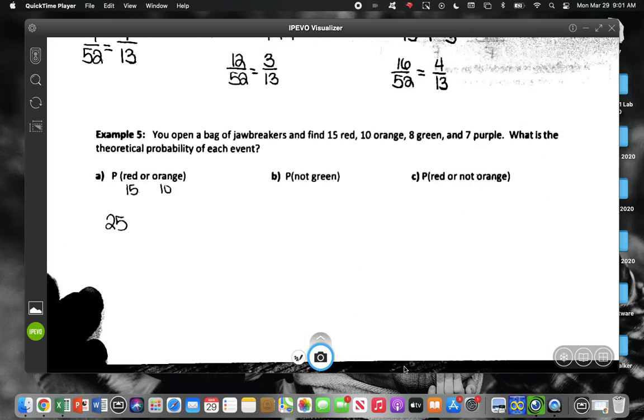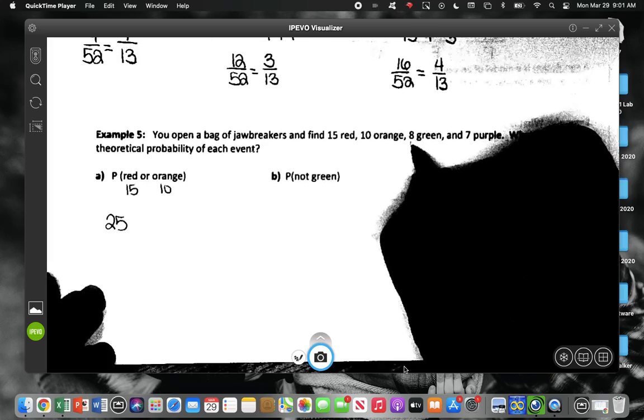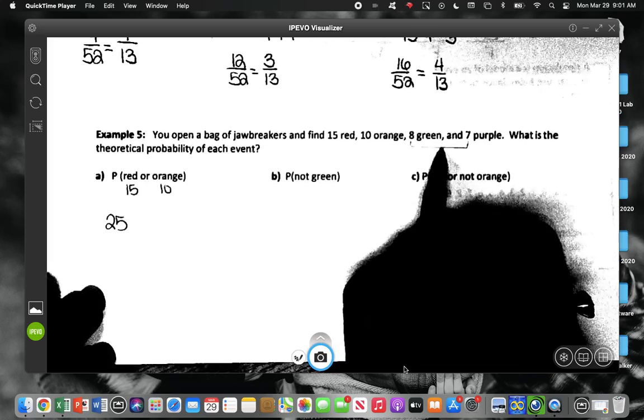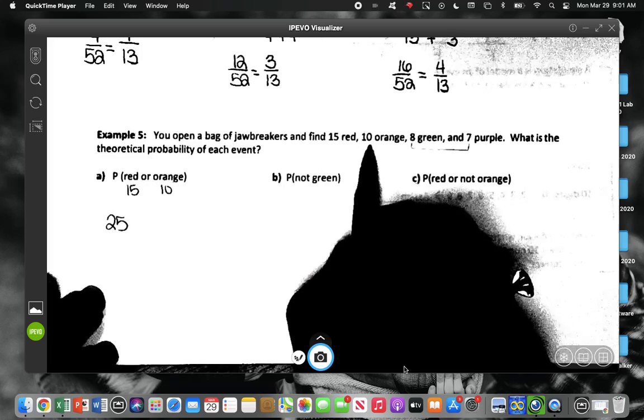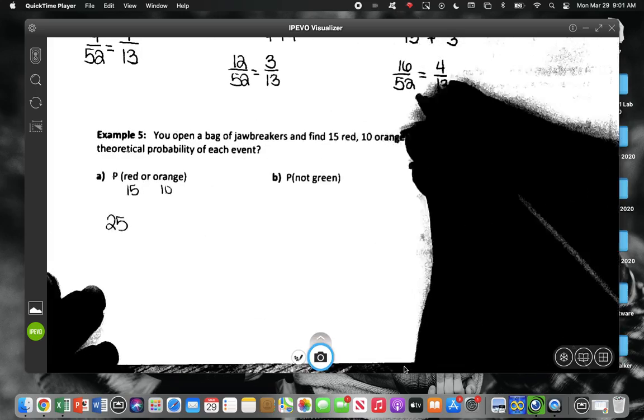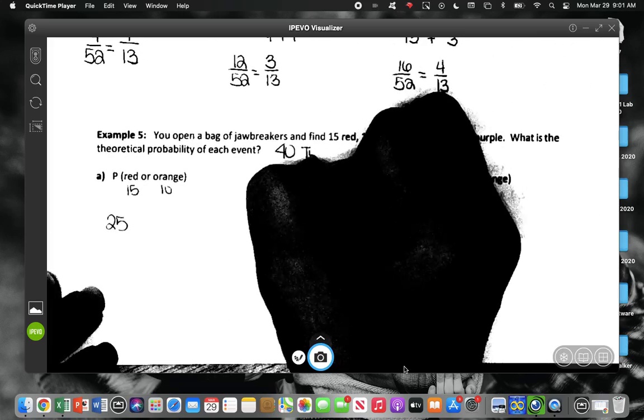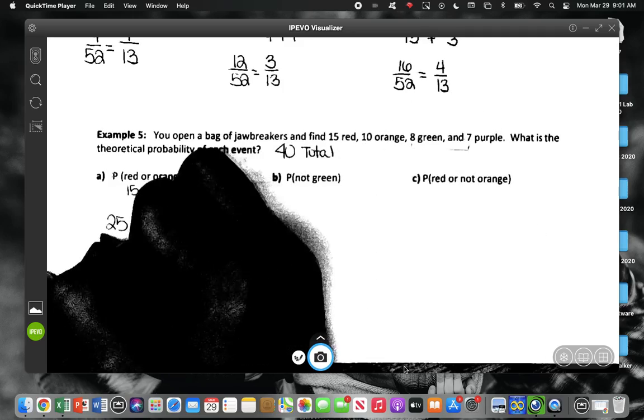Add them all up. Okay. I don't think 42. I got 40. I agree with Kobe there. All right, so let's think about this. 8 plus 7 is 15. 15 plus 15 is 30, plus 10 is 40. So there's 40 total. So 25 out of 40.